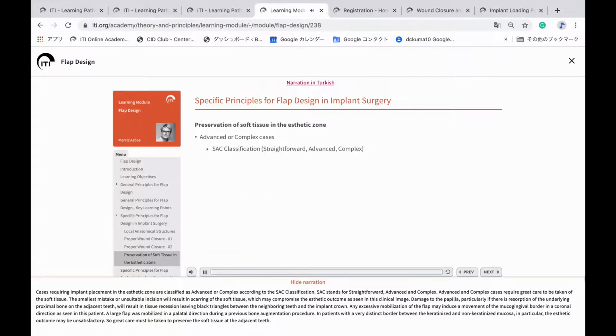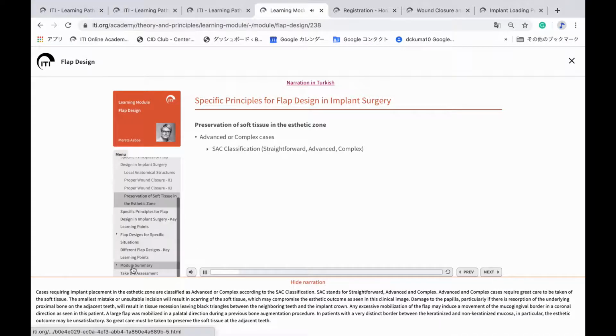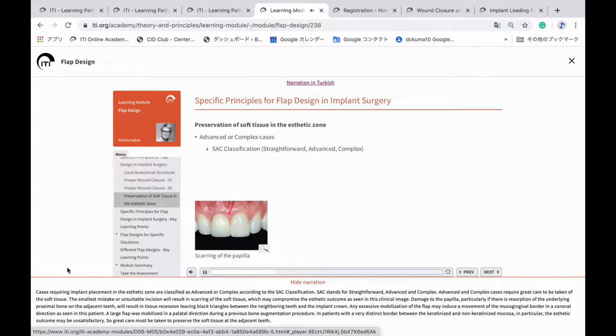Cases requiring implant placement in the aesthetic zone are classified as advanced or complex according to the SAC classification. SAC stands for straightforward, advanced and complex. Advanced and complex cases require great care to be taken of the soft tissue. The smallest mistake or unsuitable incision will result in scarring of the soft tissue, which may compromise the aesthetic outcome, as seen in this clinical image.